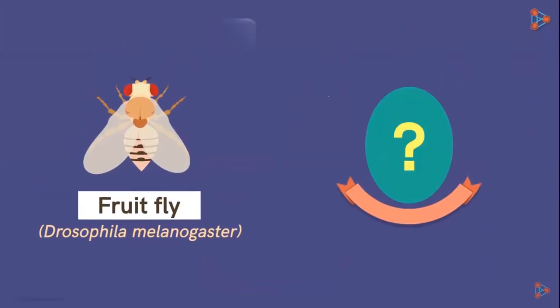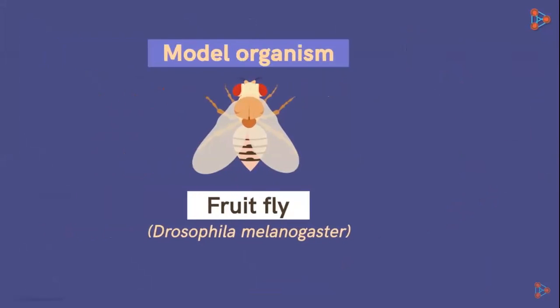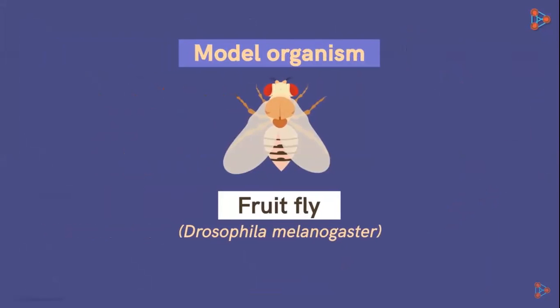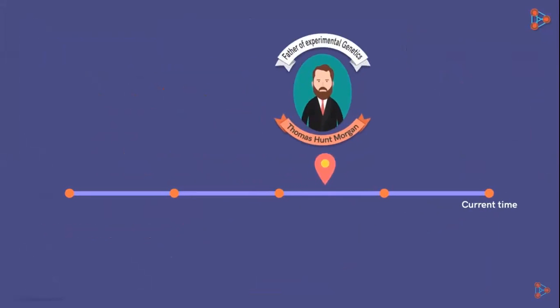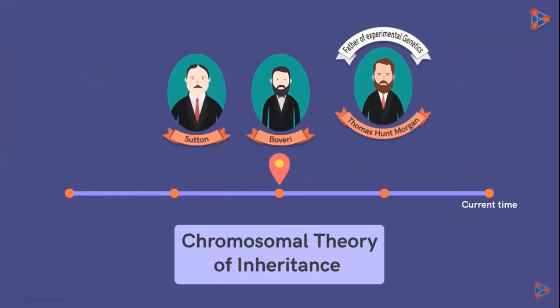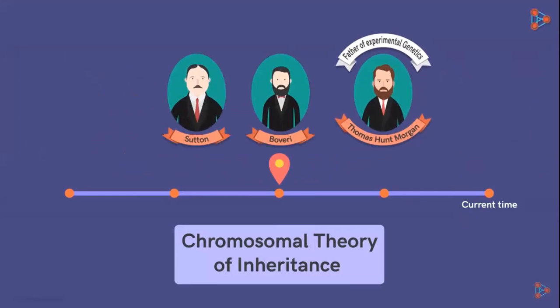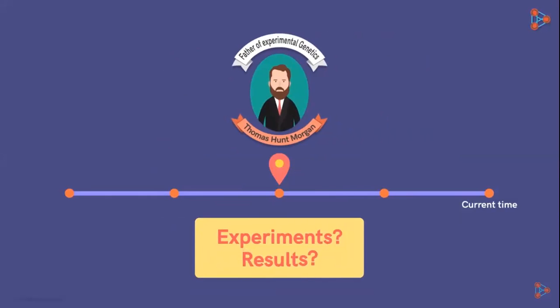But who thought of using these tiny model organisms for experiments? The use of Drosophila melanogaster as model organisms dates back several years. However, the organism rose to fame with the experiments of the father of experimental genetics, Thomas Hunt Morgan. Following Boveri and Sutton's chromosomal theory of inheritance, Morgan and his colleagues carried out many experiments on the common fruit fly, which served as further confirmation for the theory. Let's have a look at what experiments he actually performed and what results he got.